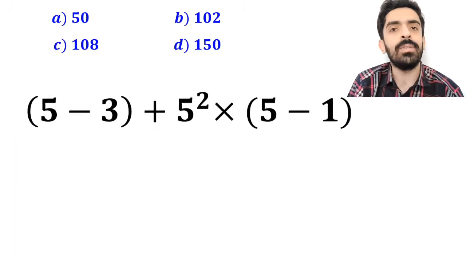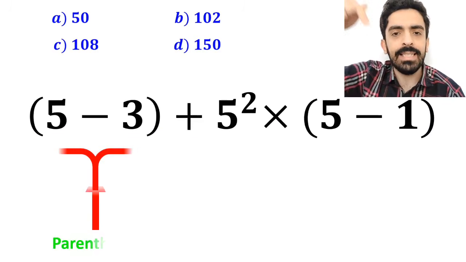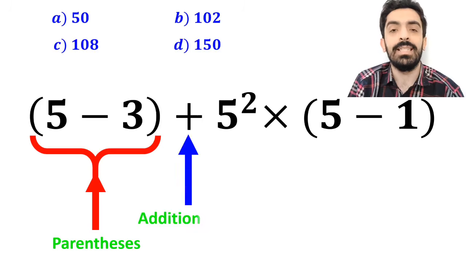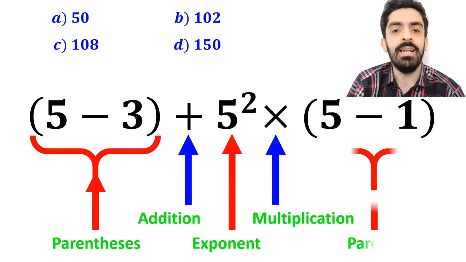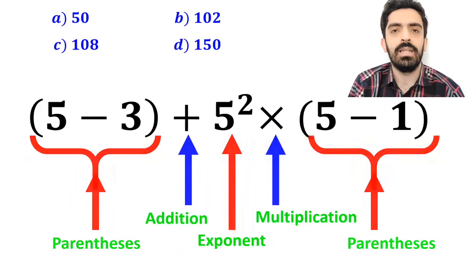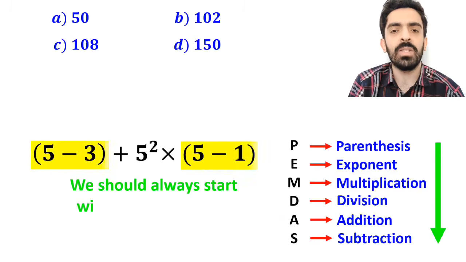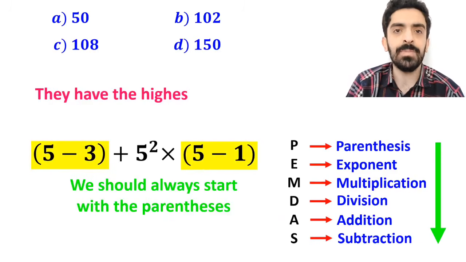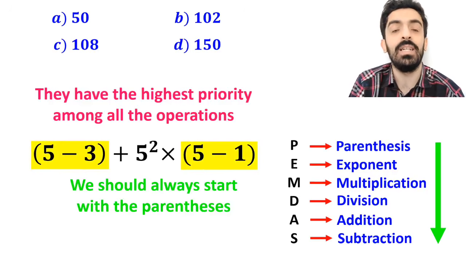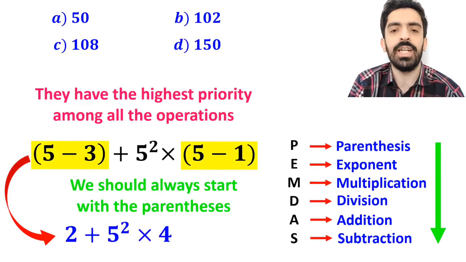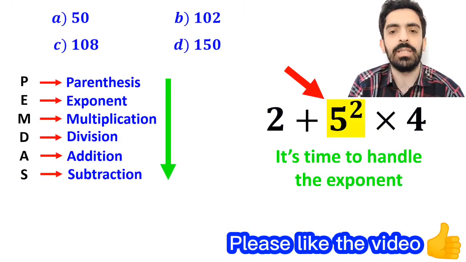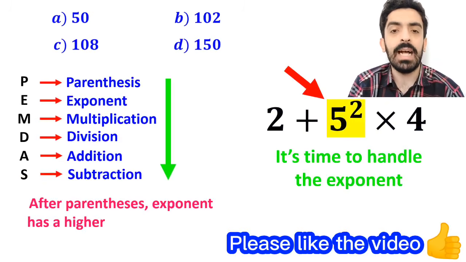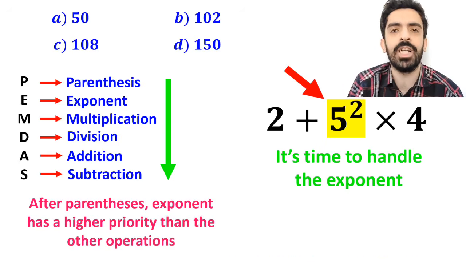PEMDAS rule. Alright, as you can see on the screen, in this expression, first we have parentheses, then an addition sign, followed by an exponent, then a multiplication, and finally another parenthesis. According to the PEMDAS rule, we should always start with the parentheses, since they have the highest priority among all the operations. So, instead of the original expression, we can write it as 2 plus 5 to the power of 2 multiplied by 4. And the next step, it's time to handle the exponent, because after parentheses, exponent has a higher priority than the other operations.